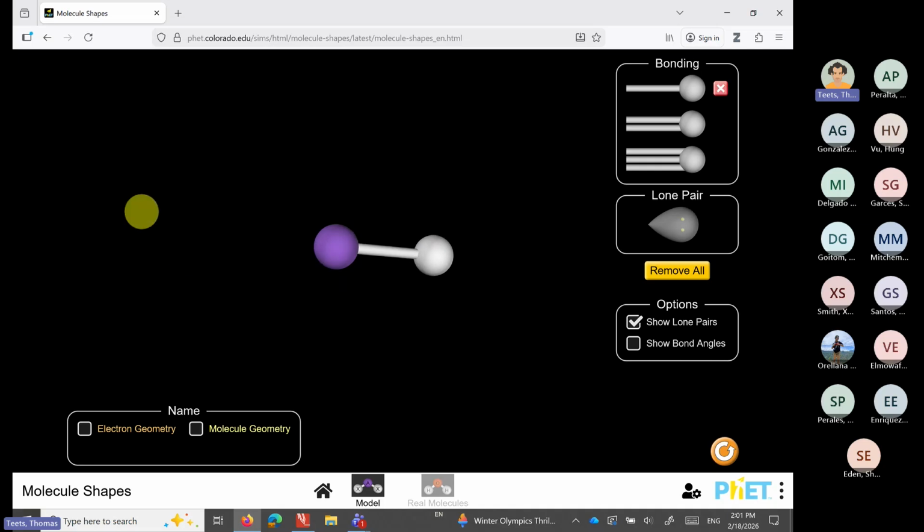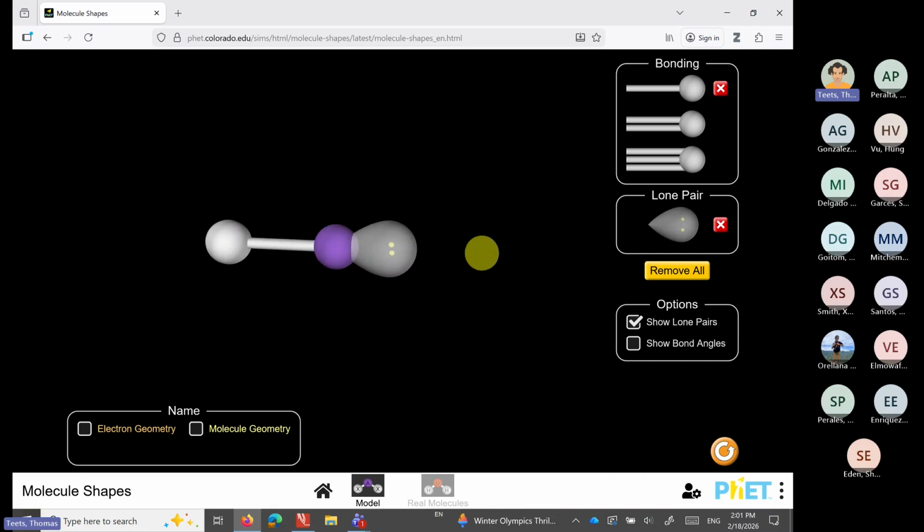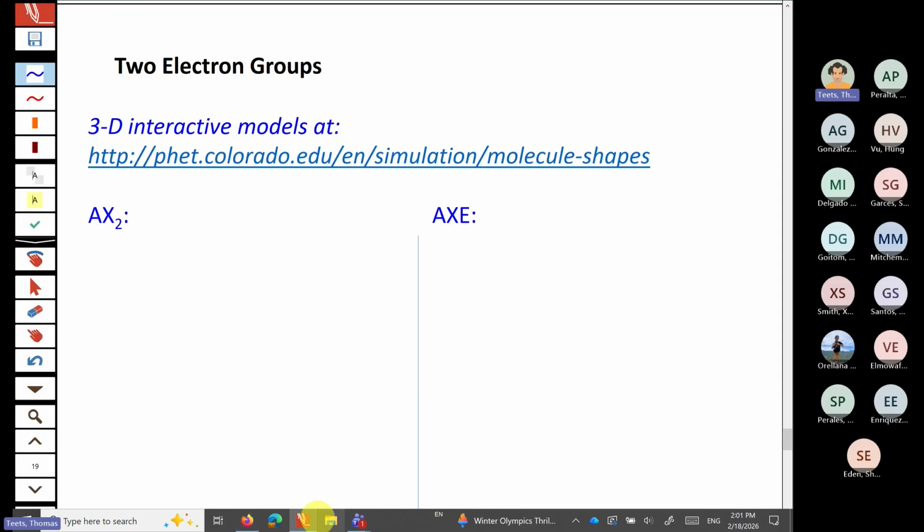If you replace one of those with a lone pair, again, the lone pair can also be thought of as an electron group, and it just goes exactly opposite where the bonded atom is to maintain that linear arrangement of the 2 electron groups. Okay, so that's what we would have for 2 electron groups.